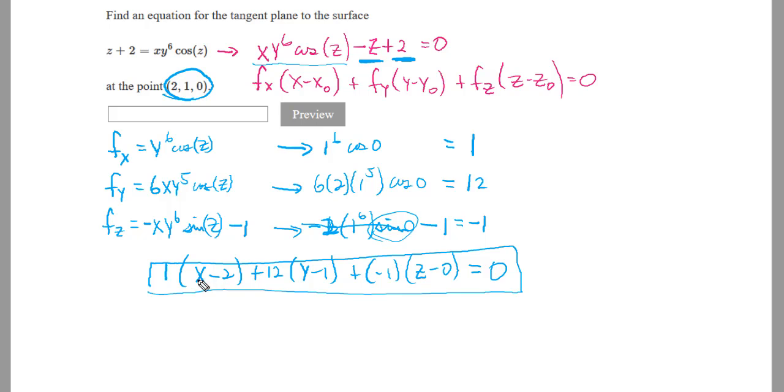That is quite a bit of typing, so we could simplify this to x minus 2, 12y minus 12 minus z equals 0. That's a lot less typing. And we could also combine some numbers. So in standard form, this would be x plus 12y minus z equals 14. A lot less typing than the first one, but they're all correct.